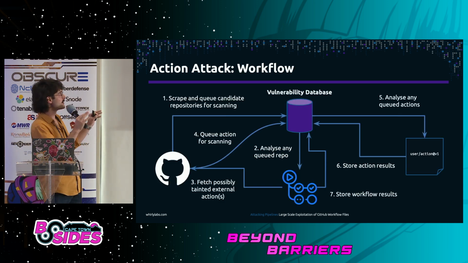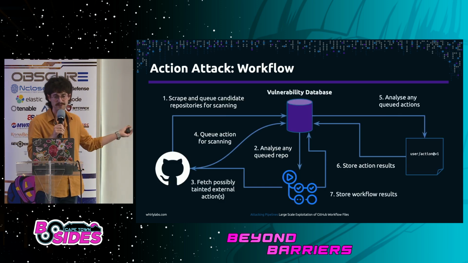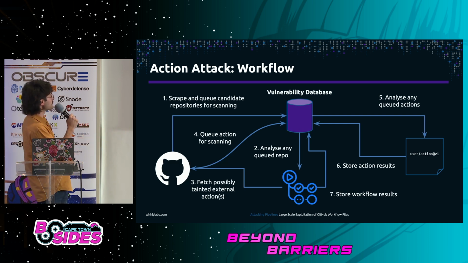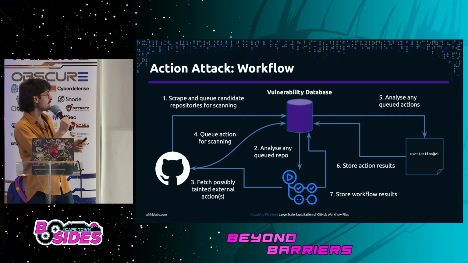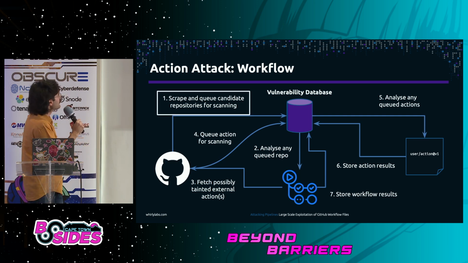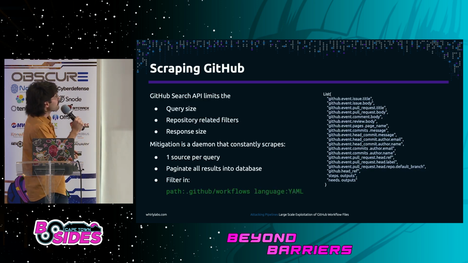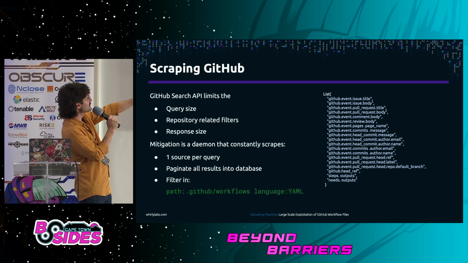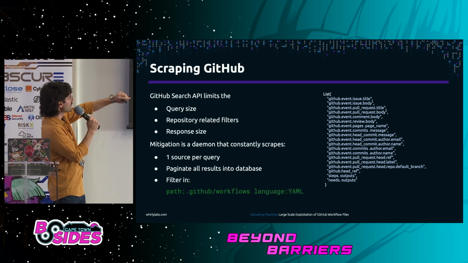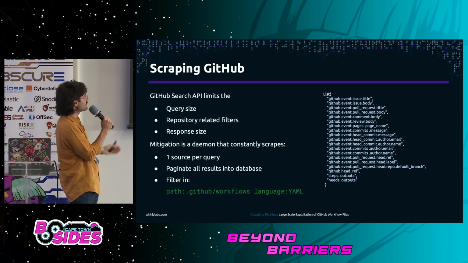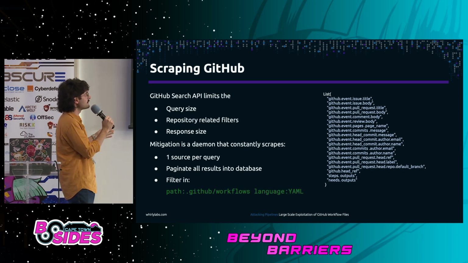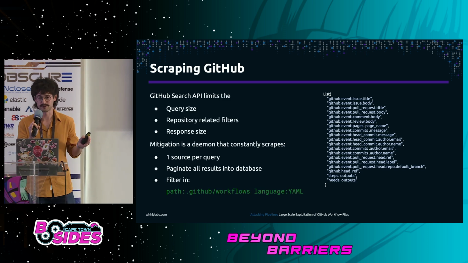So here's the big workflow. We will revisit this image a few times, and we'll go through it step by step. But top left is stage 1, scrape and queue candidate repositories for scanning. So that long list on the right over there, that is pretty much everything you have to watch out for. These are the interpolated values that are attacker controlled.